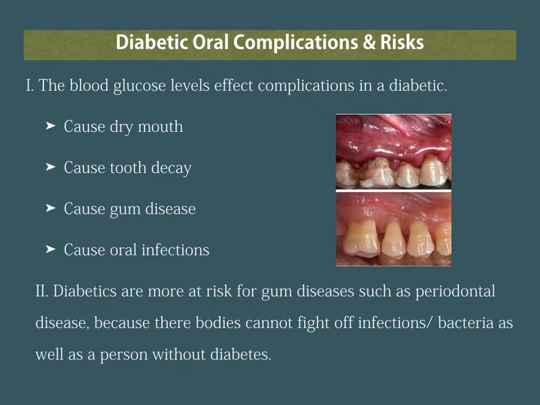These are the diabetic oral complications and risks. The blood glucose levels affect the complications in a diabetic. They can cause dry mouth, tooth decay, gum disease, and oral infections. The picture shown is a picture of a diabetic with gum disease, the top picture. You can see the gums are very inflamed and very red.